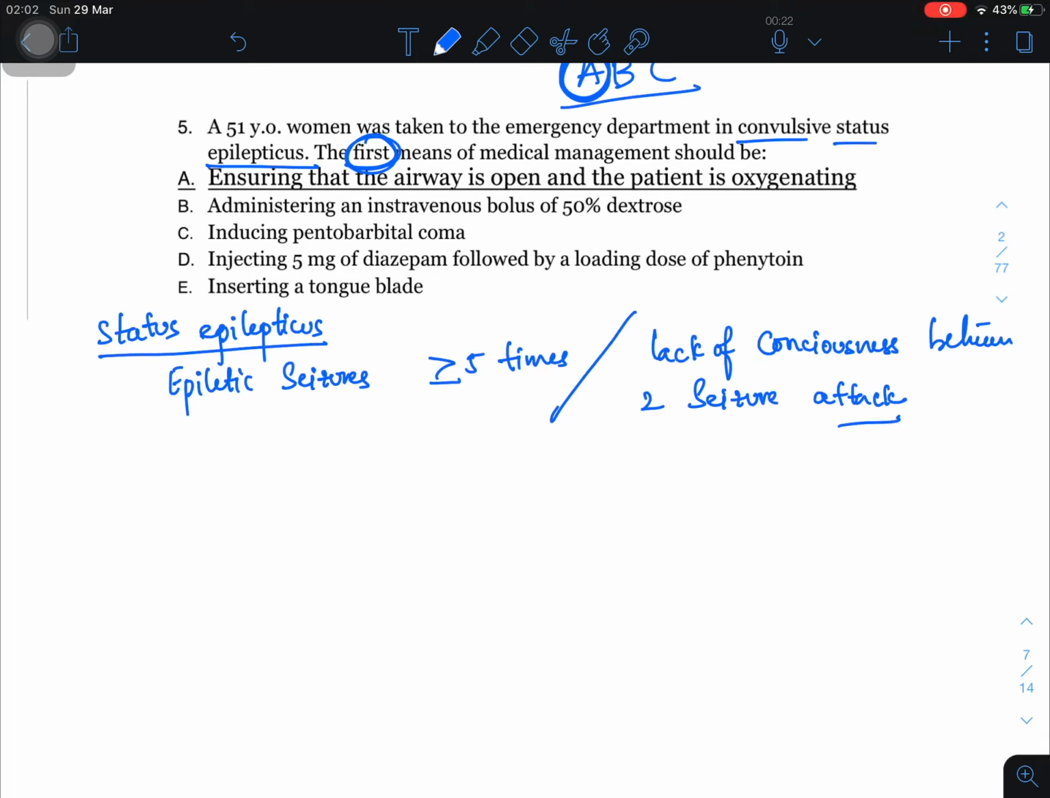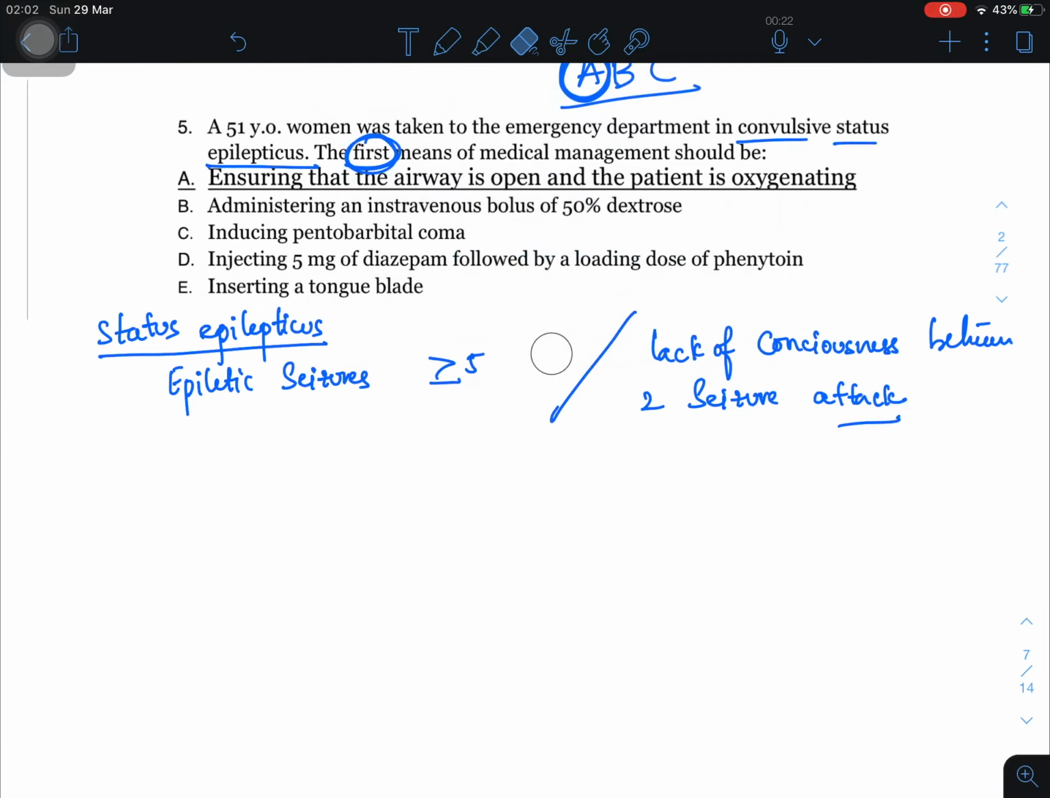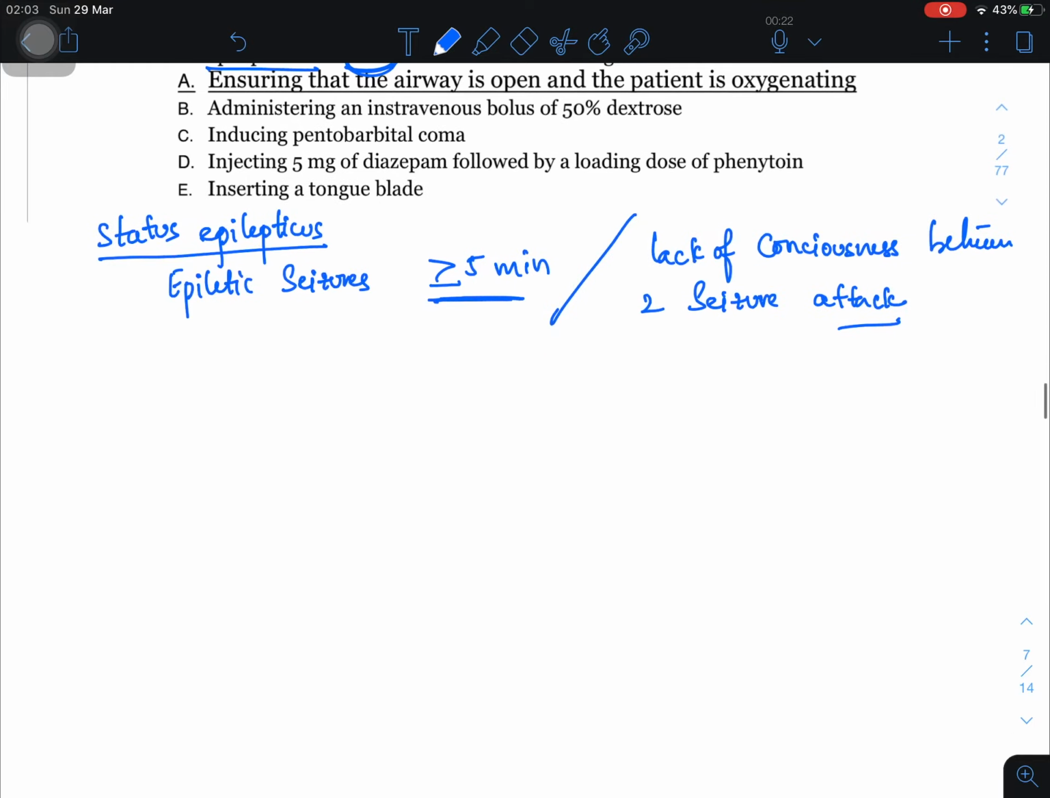Or another thing is, if the seizure attacks last for more than or equal to 5 minutes, right? If the seizure attacks last for more than or equal to 5 minutes, then it is status epilepticus. And what is the most common cause of status epilepticus? It is because of the stroke.